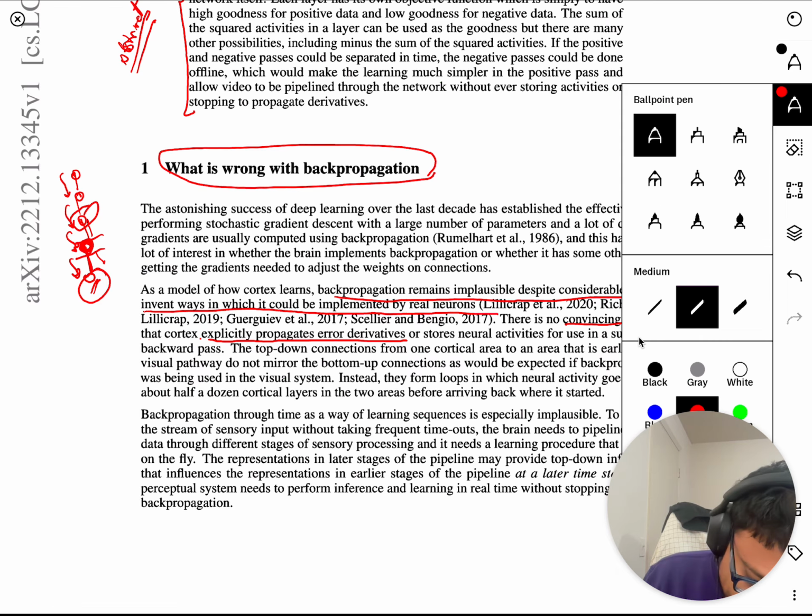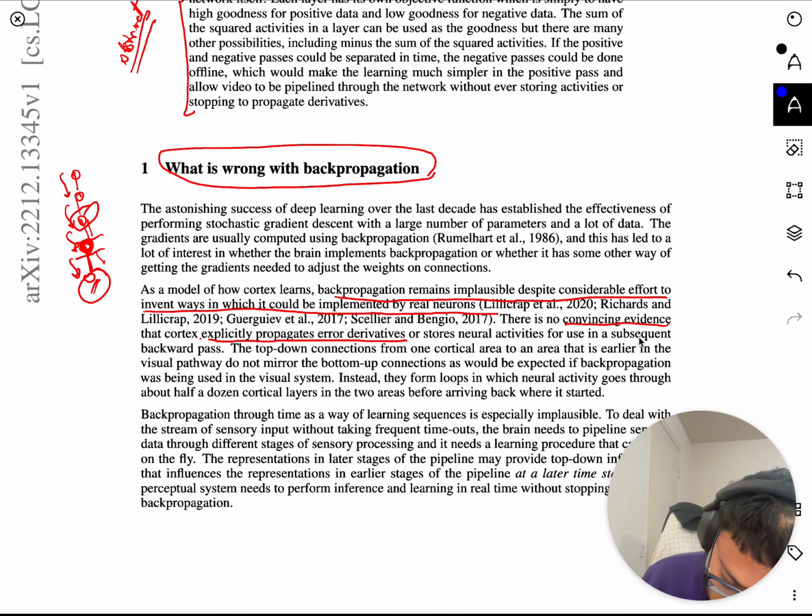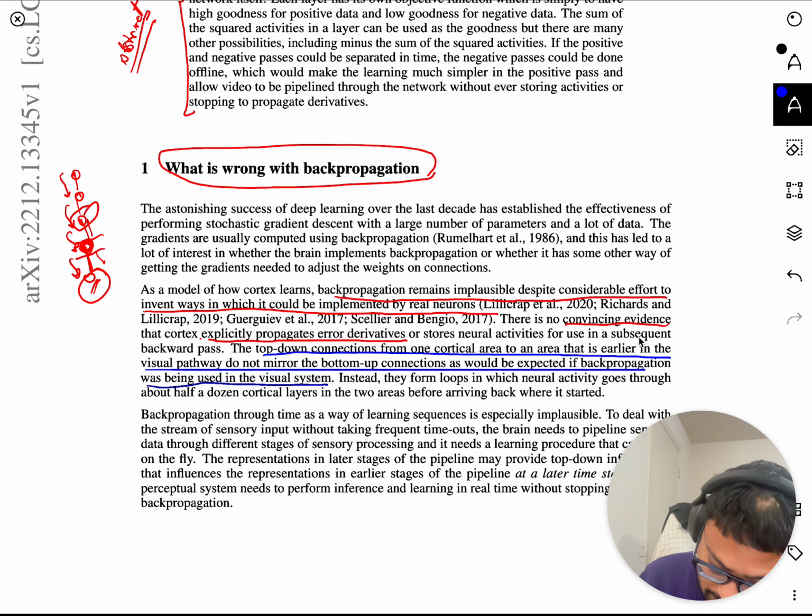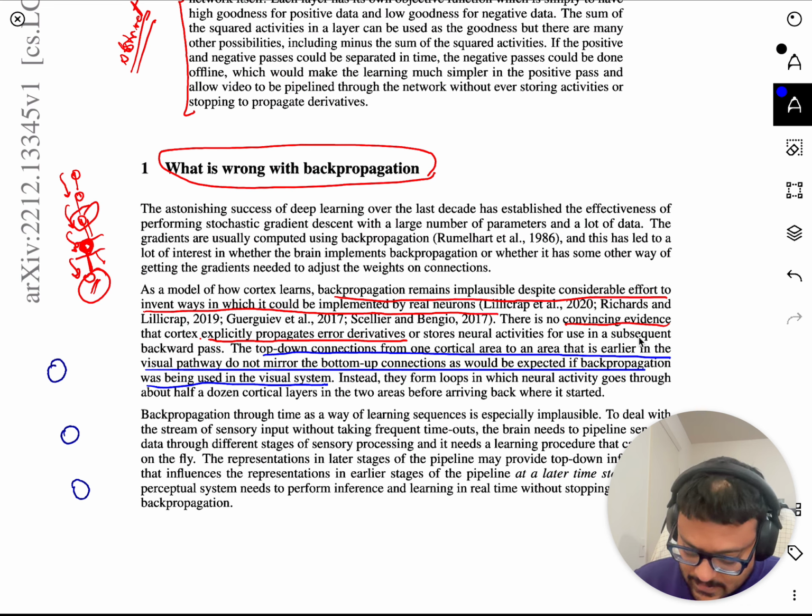Similarly, Hinton writes that the top-down connections from one cortical area to an area that is earlier in the visual pathway do not mirror the bottom-up connections, as would be expected if backpropagation was being used in the visual system. So the key point is that in the brain there are generally some bottom-up connections like this. If you have layer 1, layer 2, layer 3, there are certain connections like this, and then there are certain connections which go back.